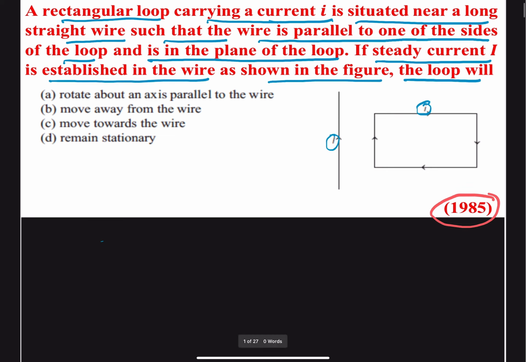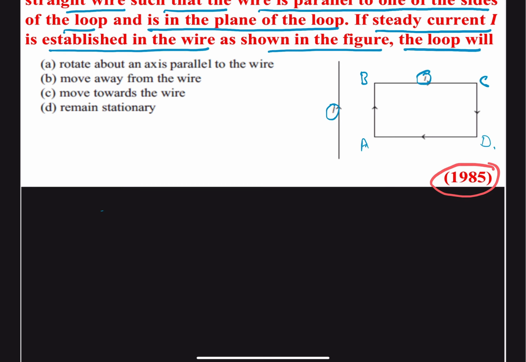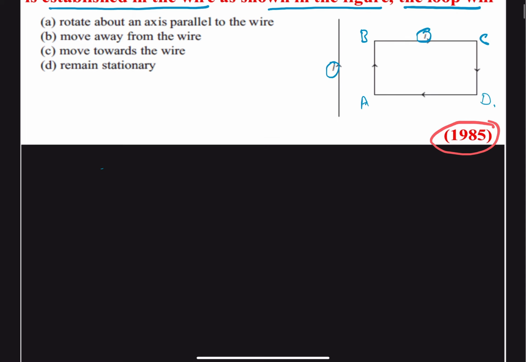So in this case, let us say we have this loop as A, B, C and D. So in total there are 4 sides in this loop, and 2 sides AB and CD are parallel with the given wire, and 2 sides BC and AD are perpendicular to the given wire. Based on this configuration, we are going to find out what will be the force as well as the magnetic field. We already know the standard formula for the magnetic field due to a long straight wire.